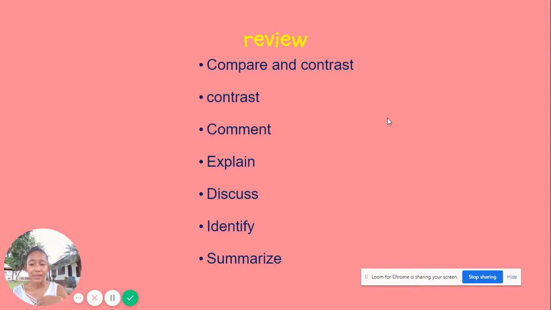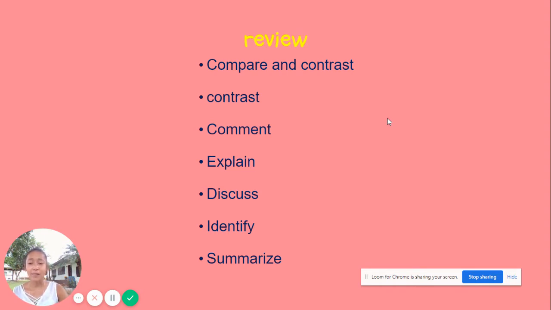Explain. When you're explaining to someone, you will answer these questions: why, what, how. You're explaining how something's done, why something is done, what for. Discussion. Discussion refers to both sides, meaning you provide a variety of perspectives, either for, against, and then at the end you might provide some form of opinion.